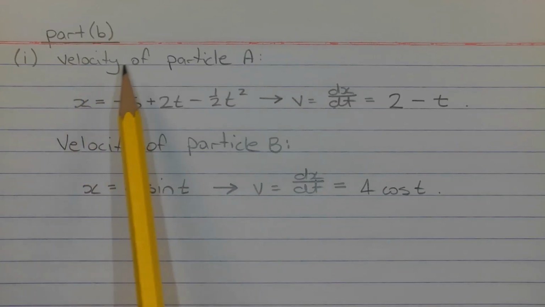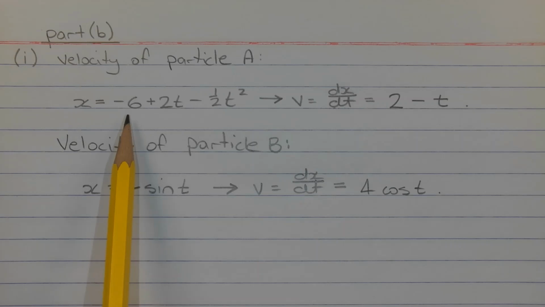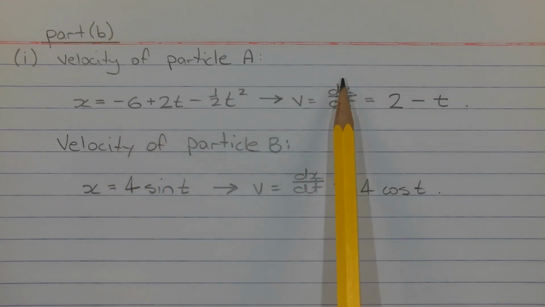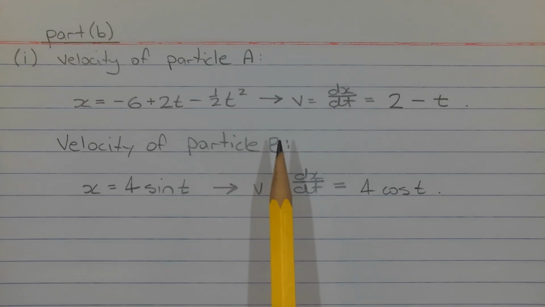To find the velocity of particle A, we differentiate the displacement equation of particle A. The displacement equation is x equals -6 plus 2t minus half t squared. So to find the velocity, we find dx/dt, differentiating x with respect to t, we get 2 minus t. Now to find the velocity of particle B, we differentiate its displacement equation, x equals 4 times sine t. Differentiating x with respect to t, we get v equals dx/dt, which equals 4 times cos t.